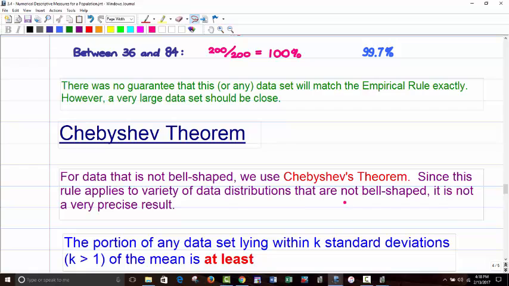Chebyshev's theorem. Now for Chebyshev, this is for data that's not bell-shaped. In other words, it is not bell-shaped, not normal, so a problem can just say not bell-shaped. Or it could say something else, like skewed right, skewed left. Anything that implies that it's not bell-shaped or not normal would fall into this category.